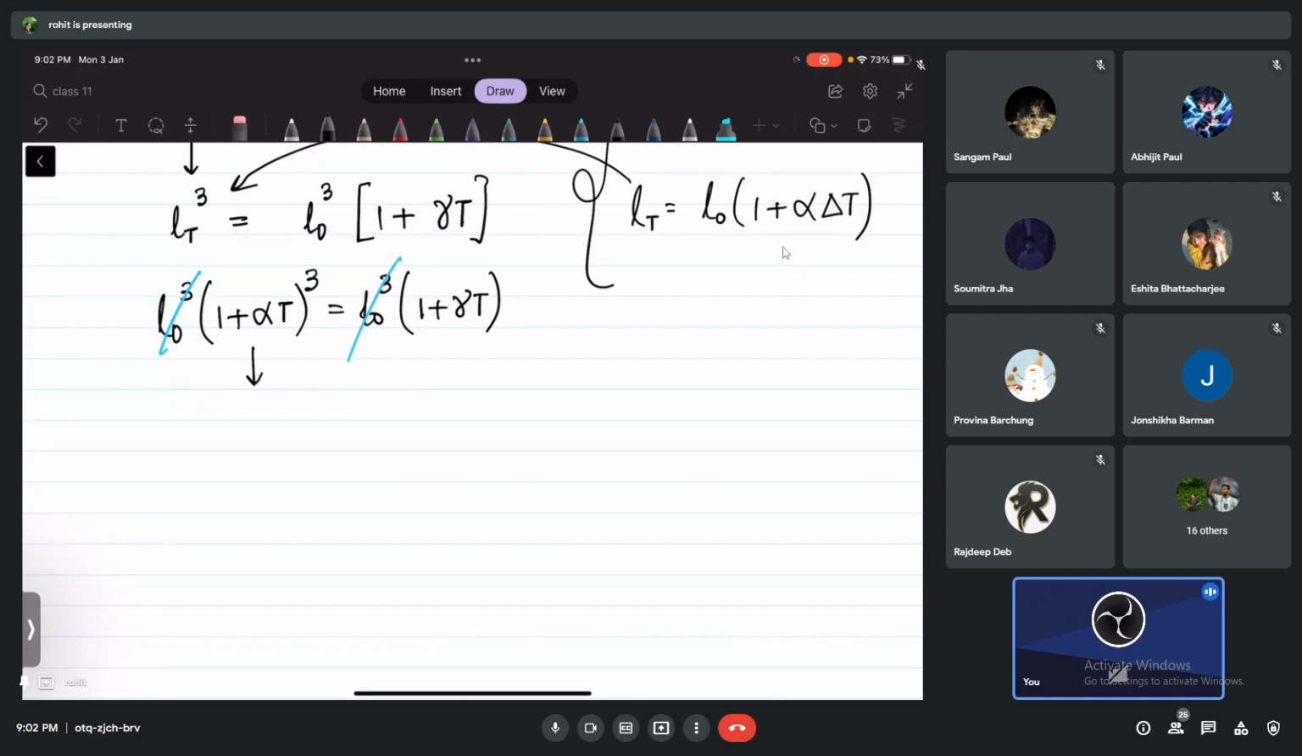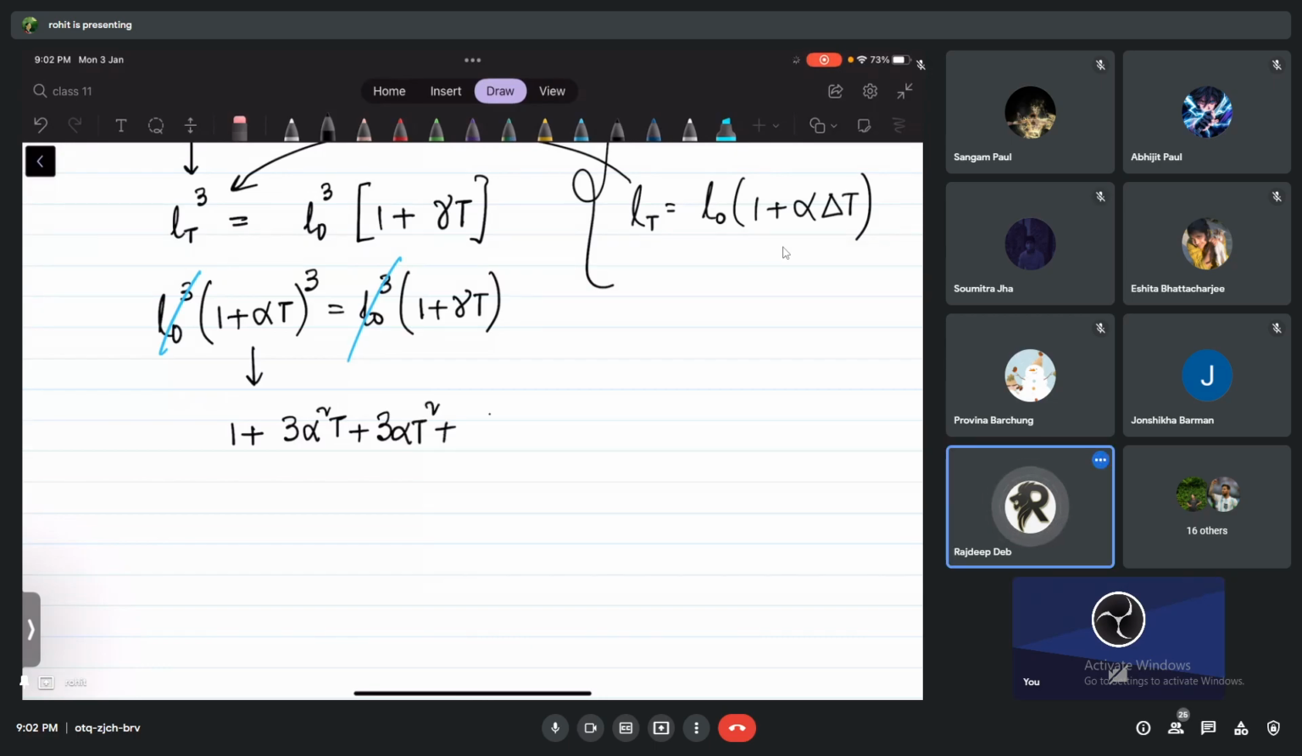So now please expand this one. What do I write? A cube plus thrice alpha square T square, plus thrice alpha T square, plus alpha T cube, equals 1 plus gamma T. Just check. I think it's fine, right?